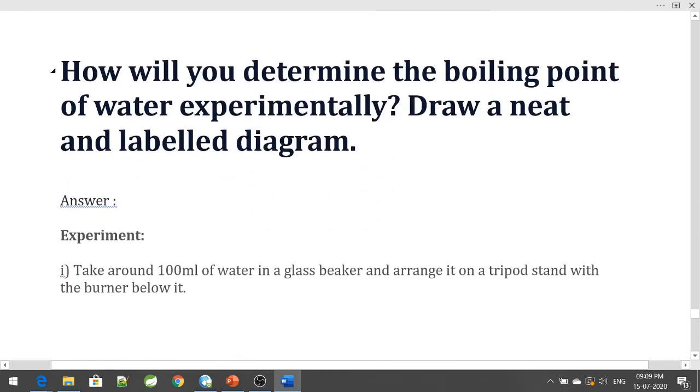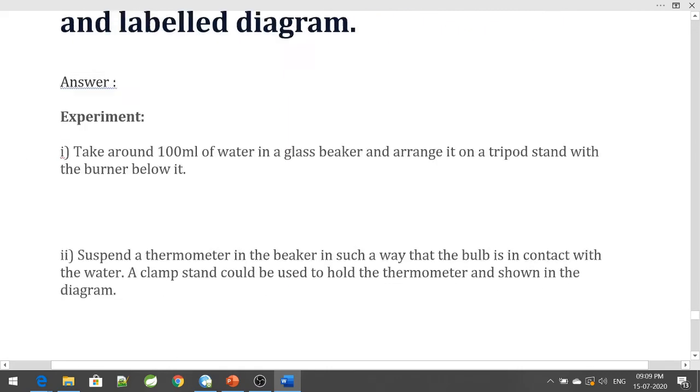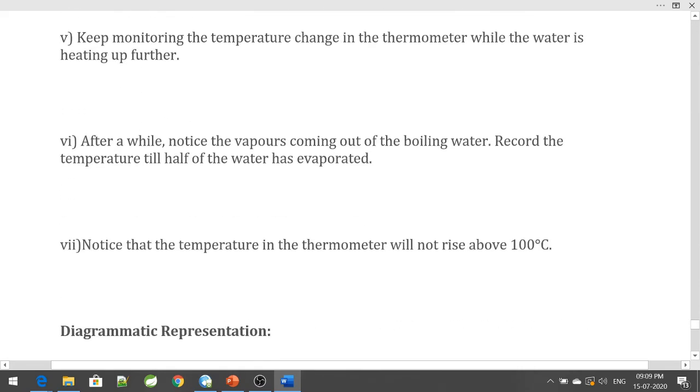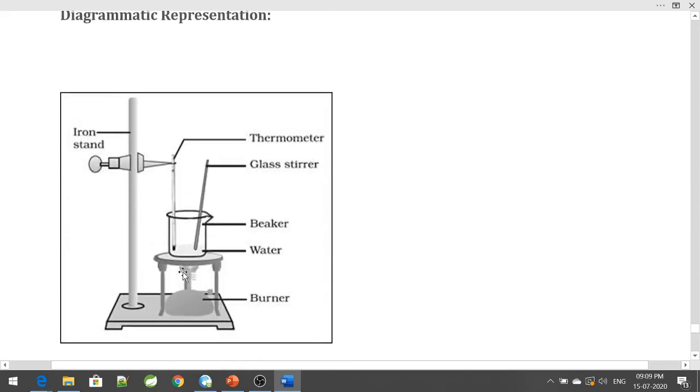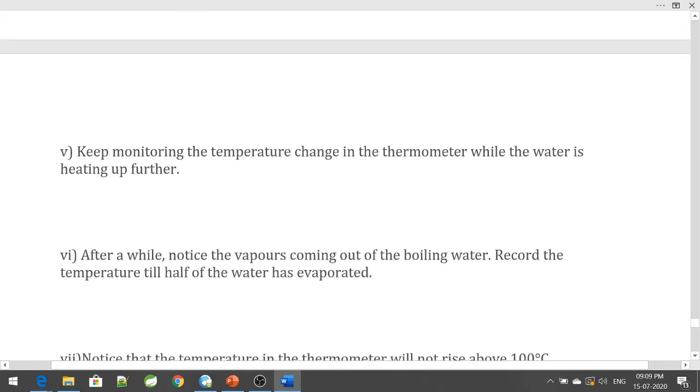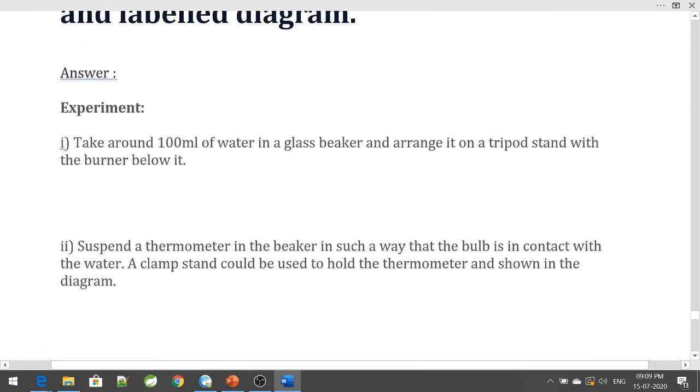How will you determine the boiling point? That is the melting point. Now the water has to be boiled to evaporate. The water experiment, draw an equilibrium diagram. So what we have to do is the same experiment but increase the temperature until the water gets evaporated. So let's see this also.